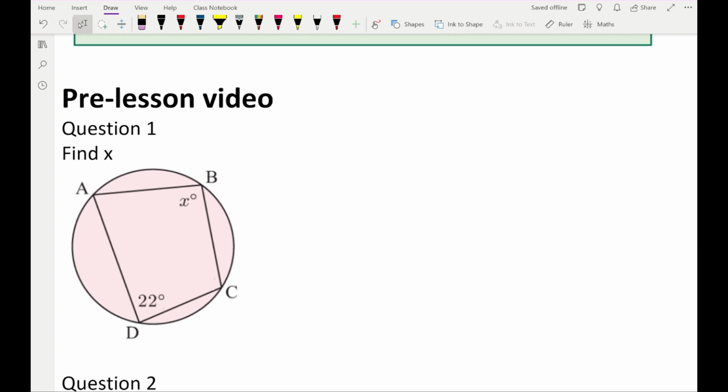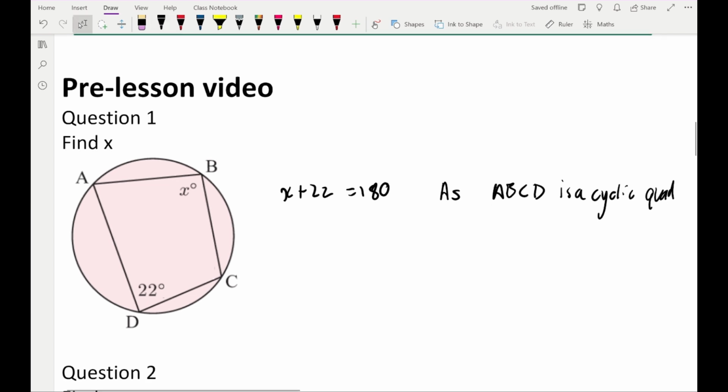This one here, 22, and then we have x, and we know x plus 22 equals 180 as ABCD is a cyclic quadrilateral. All right, great. So just take away 22 from both sides, really. So x equals 158 degrees. Done.